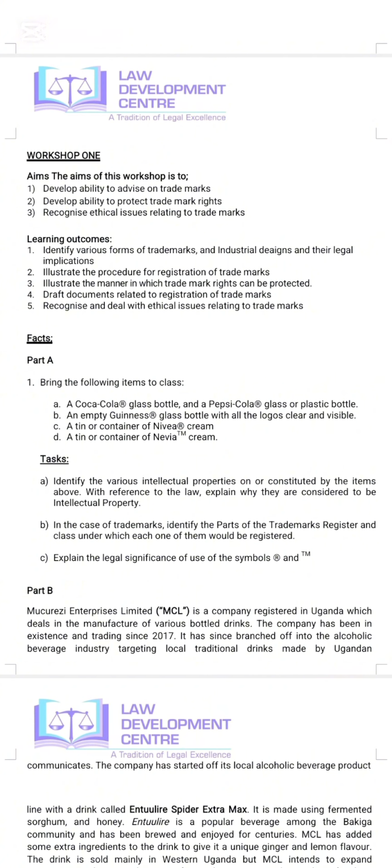Of course, a procedure is provided for under the Act. The Act gives us the procedure of how you register trademarks. Then illustrate the manner in which trademark rights can be protected. So how can you protect your trademarks? Of course, you can object to the registration. You can apply for an injunction. All those remedies are available under the Act.